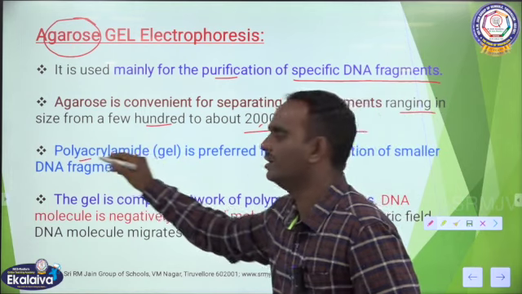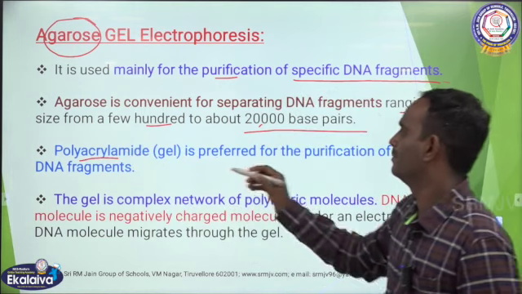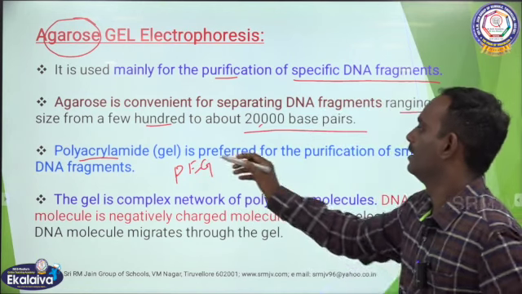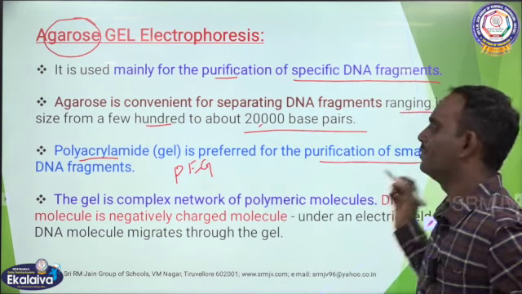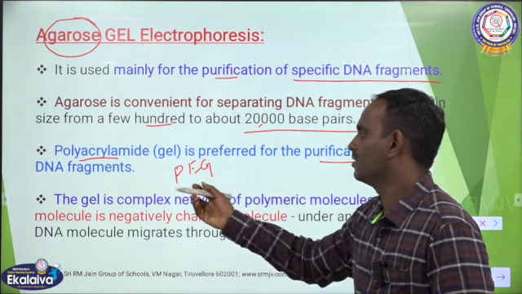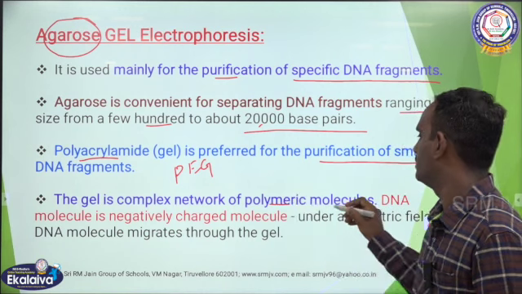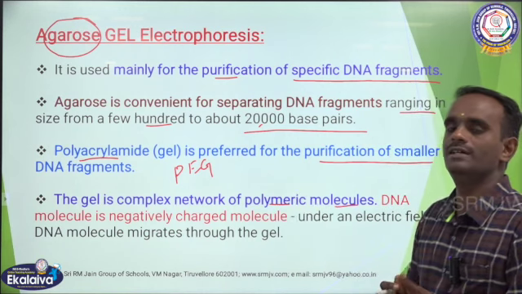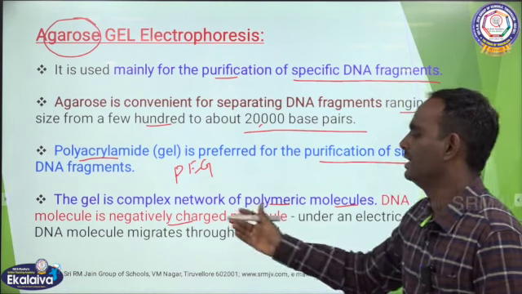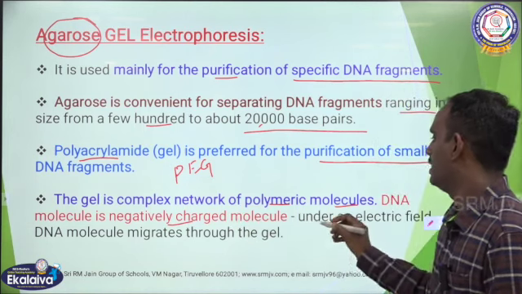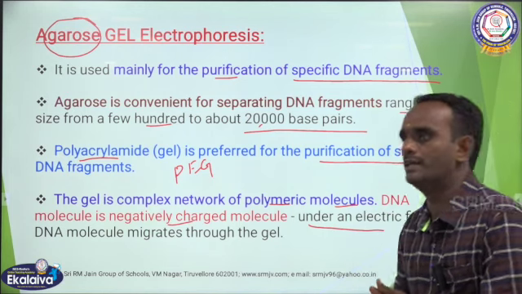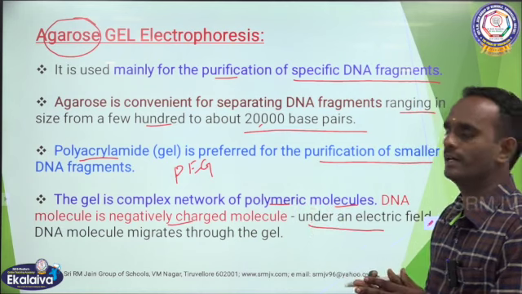Another gel is there, polyacrylamide gel. Polyacrylamide is preferred for the purification of smaller DNA fragments. The gel is a complex network of polymeric molecules. A DNA molecule is negatively charged. Okay. So, DNA is usually a negatively charged molecule. Under an electric current, an electric field, DNA molecules migrate through the gel. Okay.